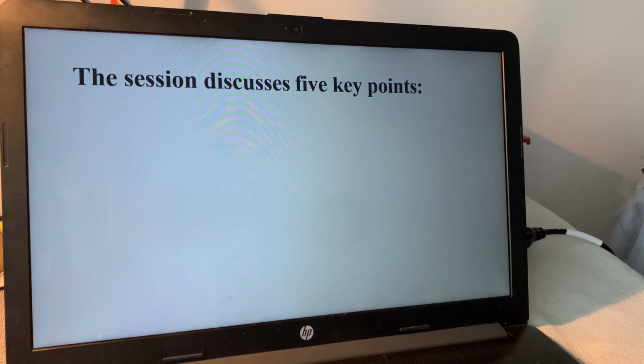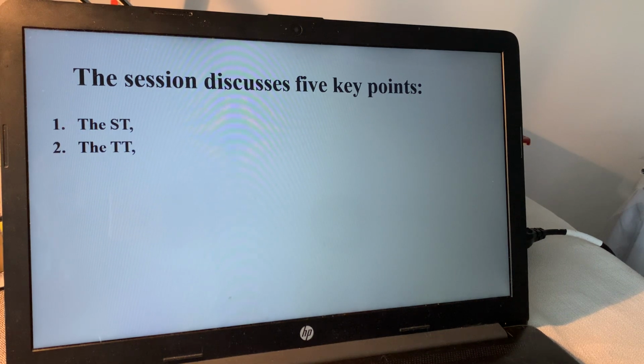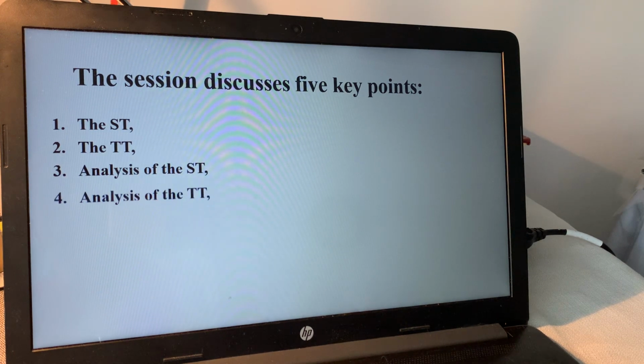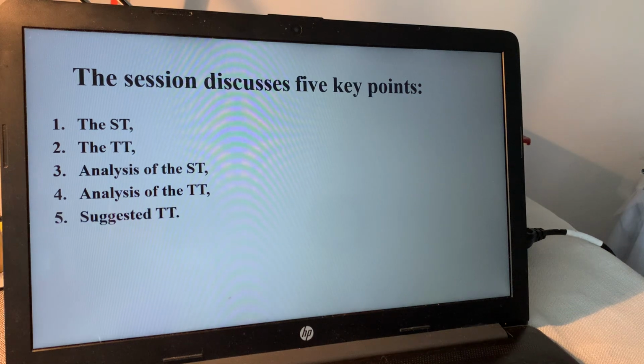Now, as I said, there will be 5 key points that will be discussed: the ST, the TT, the analysis of the ST, and the analysis of the TT, and then suggested TT. TT means target text. ST means source text. Now I will start with the first part, which is the ST. I will look at the ST only in this section.